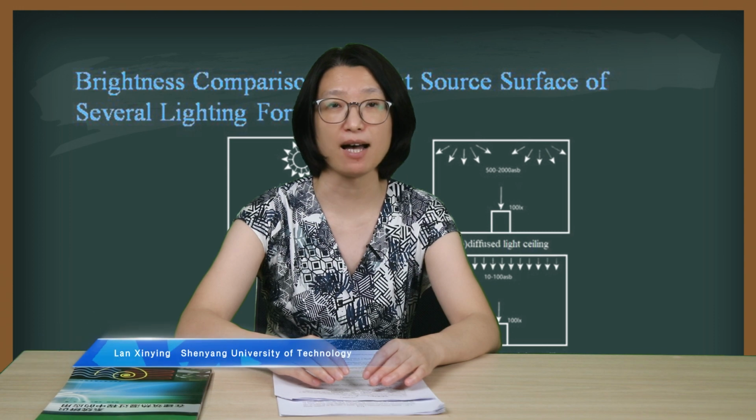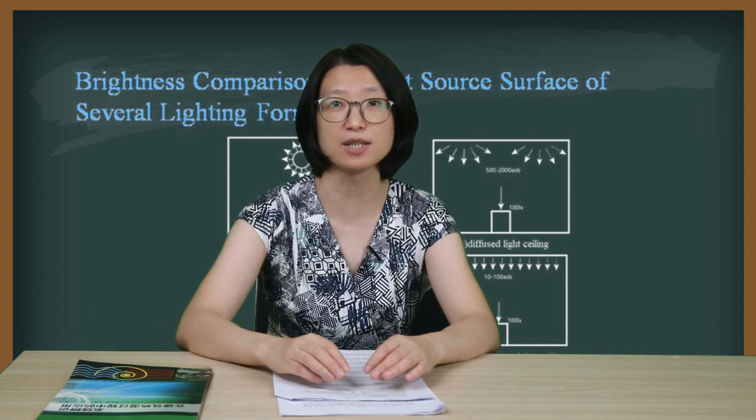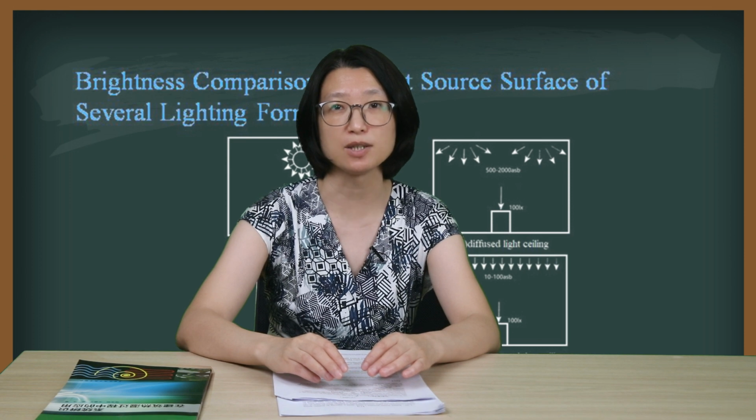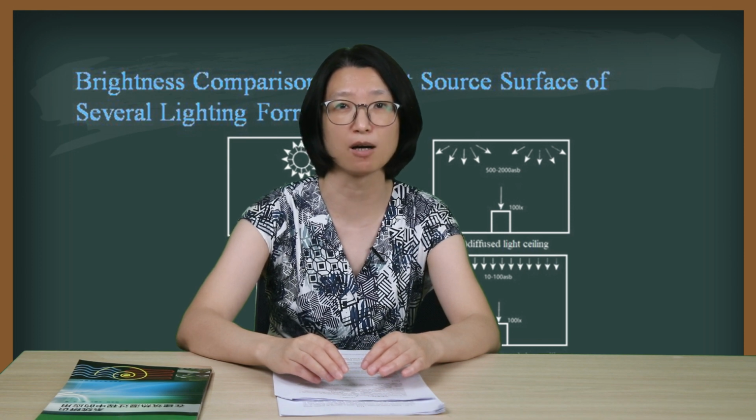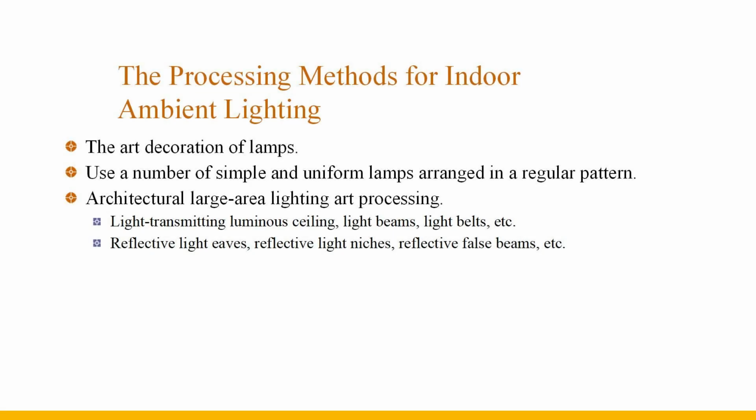The ambient lighting design combines the decorative function of the lamps with the decoration and structure of the building by arranging lamps inside and outside the building, and uses different light distribution and composition to meet the artistic requirements of the building.